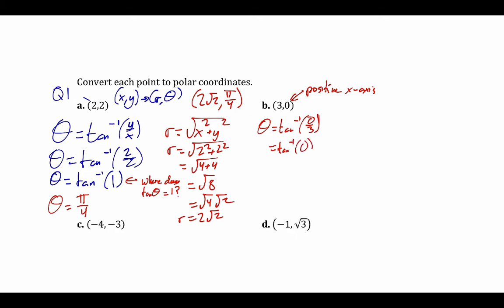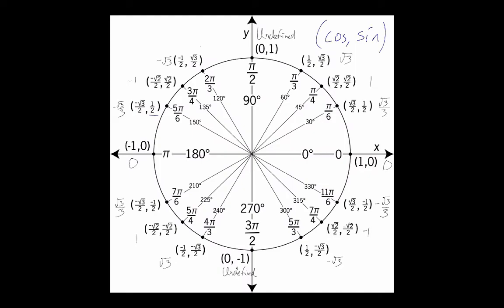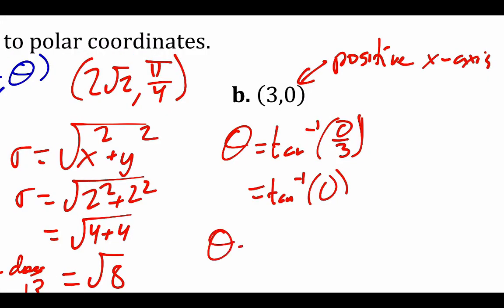So again, go to the unit circle. Go to the inverse tangent of 0. Where is tangent equal to 0? It's either here or here. But again, just like we said, we're looking on the positive x-axis. That's going to be over in this direction over here. So our angle measure is, well, 0 radians. So we got theta equals 0.